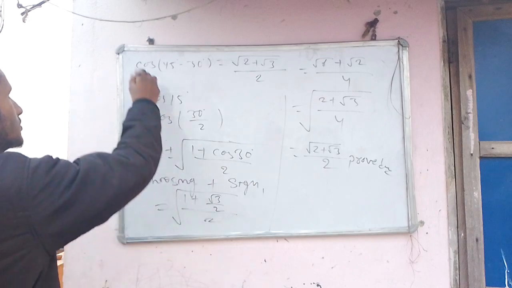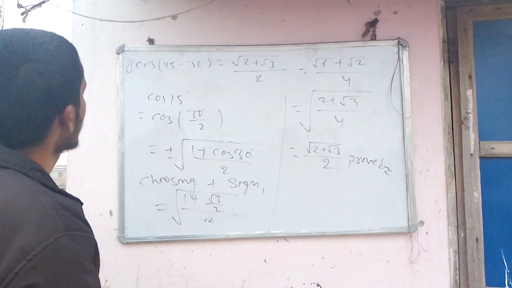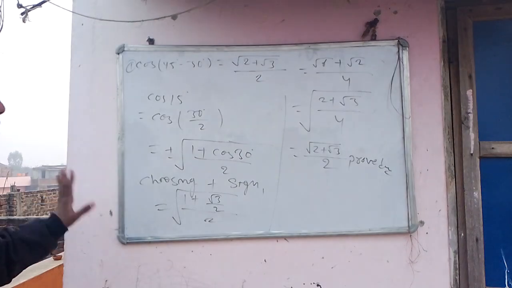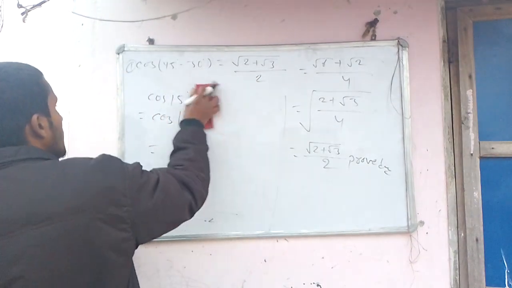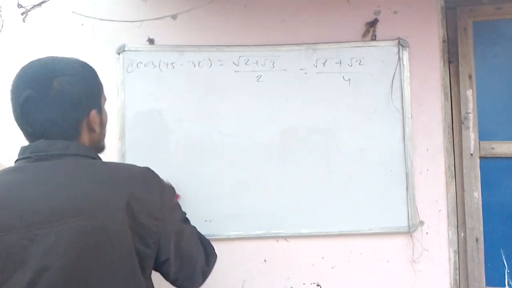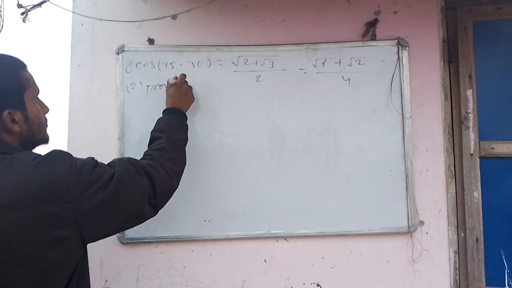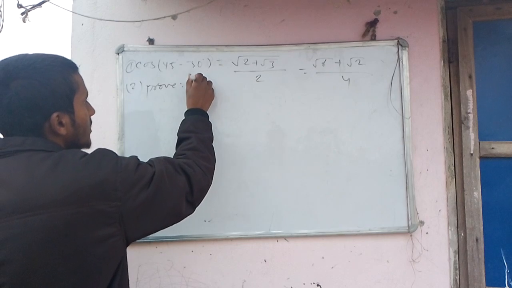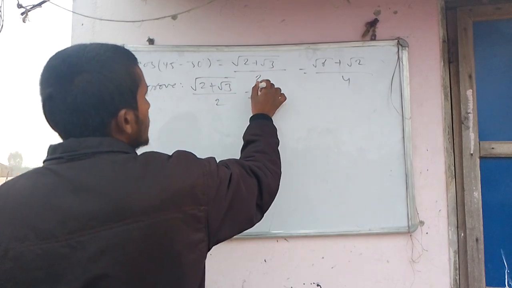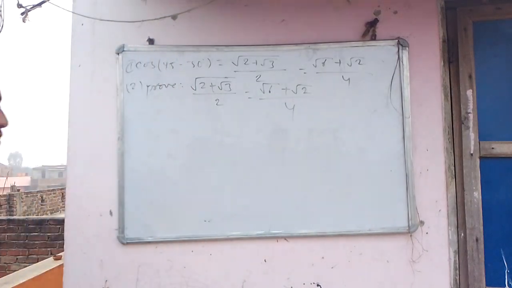So this is what was special about this question. We have done this question. Now I'm going to give you a second question, which is pretty much similar to this one. Let me write down the second question. Prove that square root of 2 plus square root of 3 over 2 is equal to square root of 6 plus the square root of 2 divided by 4. You have to prove this.